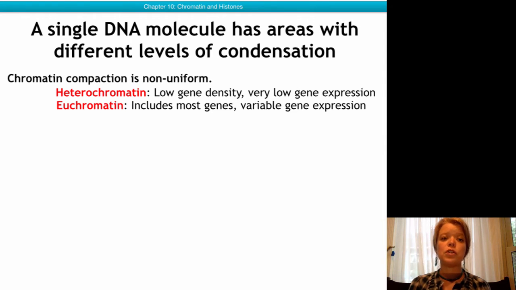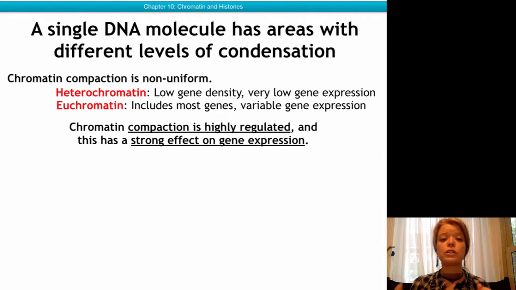And then the other term is euchromatin. Those are the areas of the chromosome that include most genes, especially important housekeeping genes that make sure that the cell works correctly. Those areas can have variable gene expression, but they're not as highly compacted as heterochromatin is. And of course, the chromatin compaction state is highly regulated, and the level of compaction of the chromatin will have a strong effect on whether a certain gene can be converted into mRNA or not, aka can the gene be expressed or not.